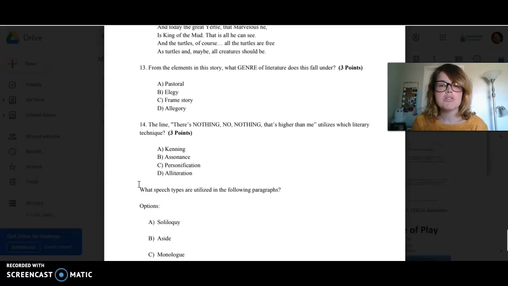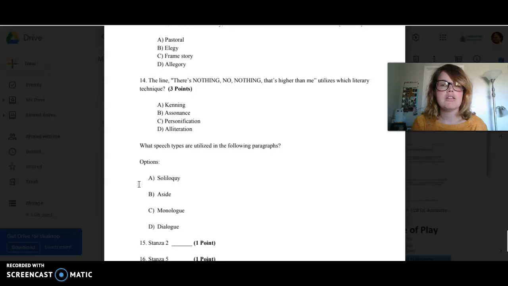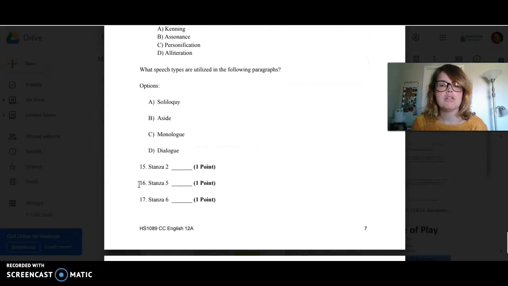From the elements of the story, what genre of literature does this fall into? So pastoral, elegy, frame story, or allegory. The line, "There's nothing, no nothing that's higher than me," utilizes which technique? Kenning, assonance, personification, or alliteration. And then, which speech types are utilized in the following paragraphs? So soliloquy, aside, monologue, and dialogue.